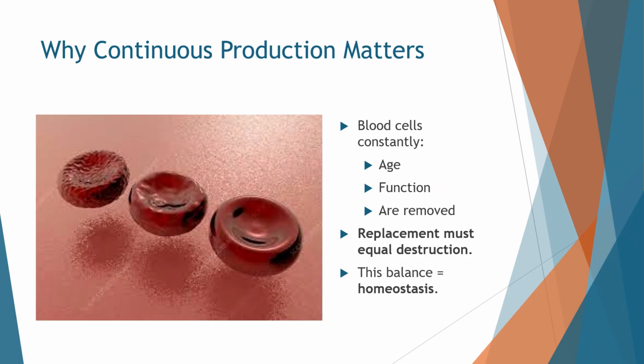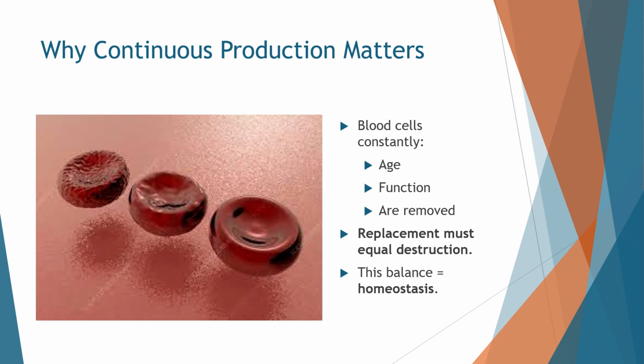Now let's build on that idea. Blood cells are constantly aging, performing their function, and then being removed. There is no retirement plan for blood cells. No pension, no vacation phase. Once they're done, they're cleared, mainly by the spleen and the liver.